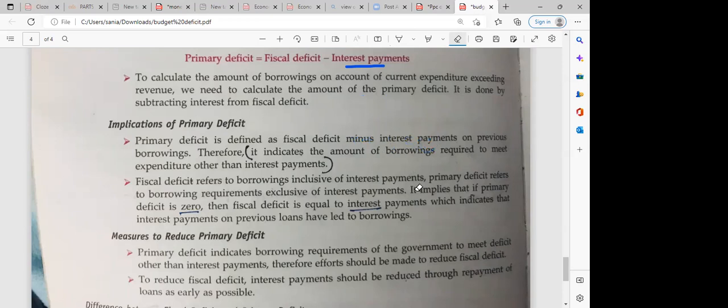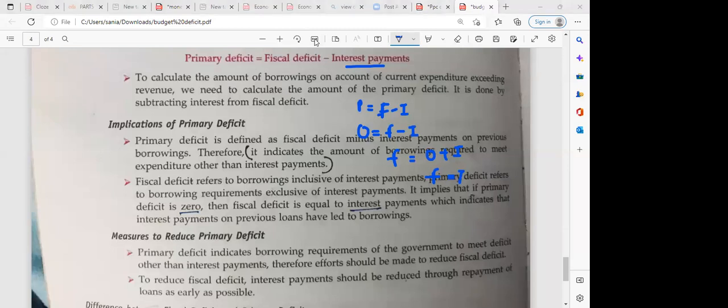Okay. So for here, you will be writing, second, it implies that if primary deficit is zero, then fiscal deficit is equal to interest payment. For example, you got this formula, P equals to F minus I. If your primary deficit is zero, then F minus I is zero, so your fiscal deficit will be 0 plus I. That means your fiscal deficit will be equal to I.